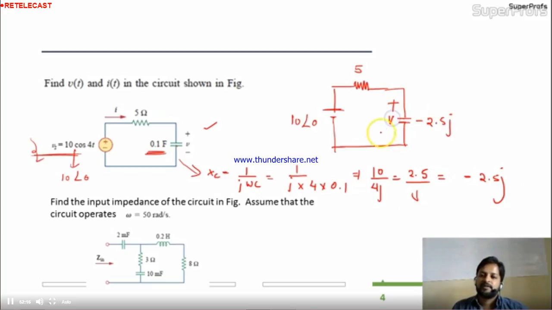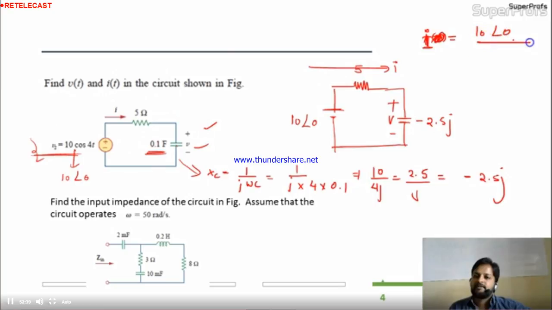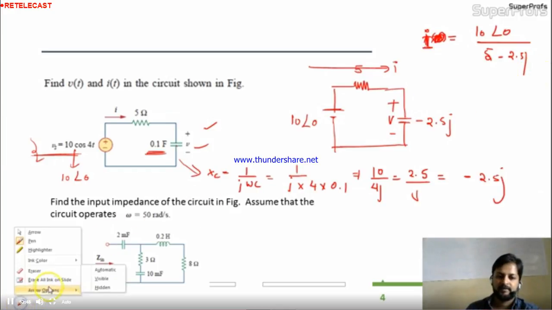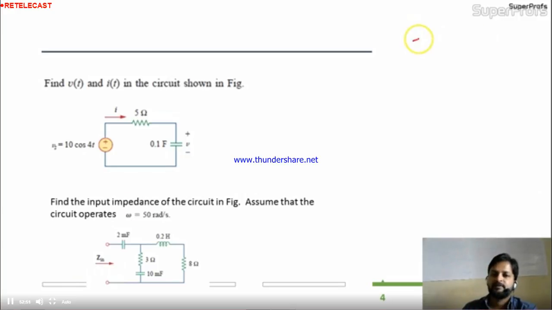And the voltage across is V, the same. The current in the circuit is this. Is it okay? Now the question is, find out Vt and It. Can I calculate It now? Yes, I can. This is no more in time domain. So this is I, 10 at an angle 0 divided by 5 minus 2.5j. So the I was 10 at an angle 0 over 5 minus 2.5j.